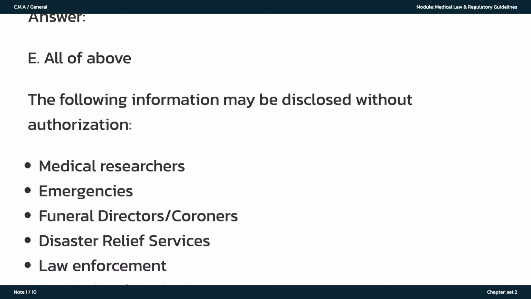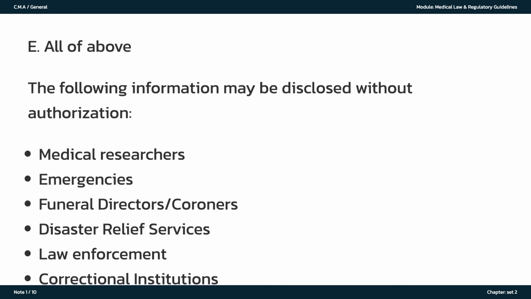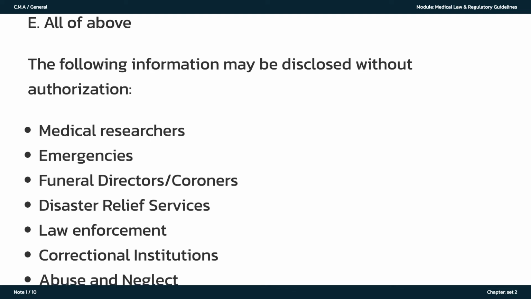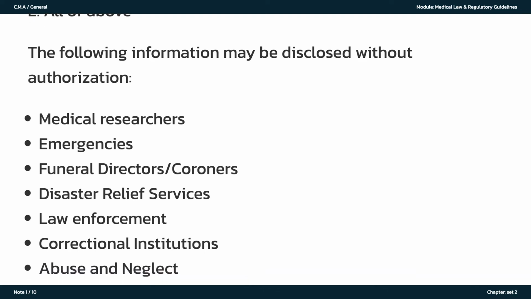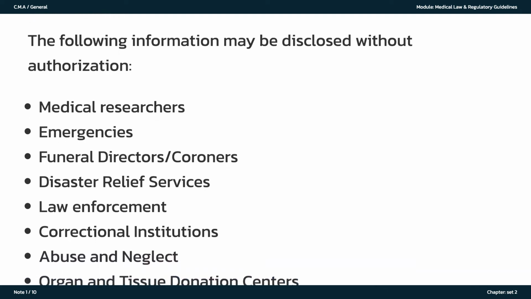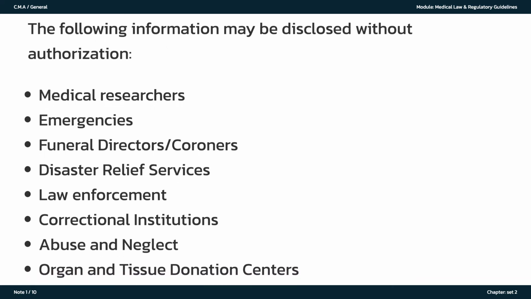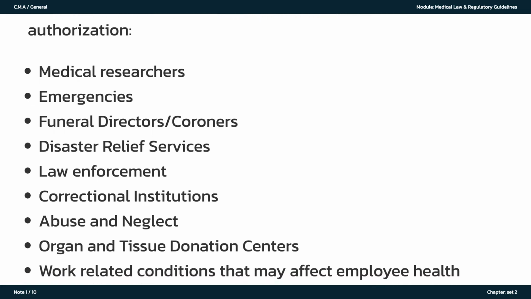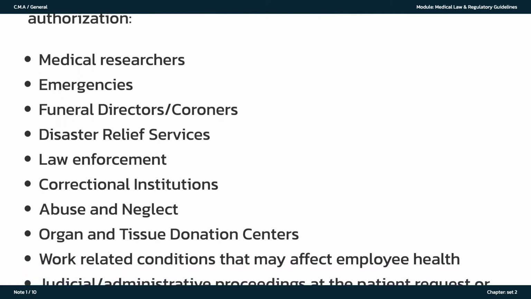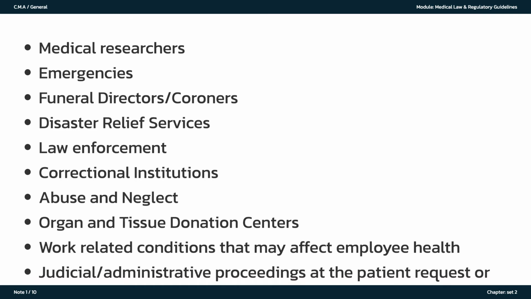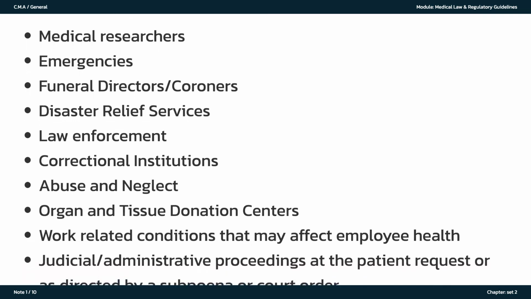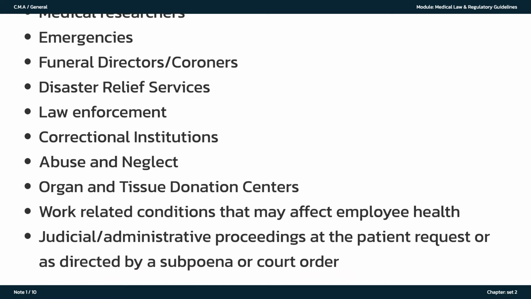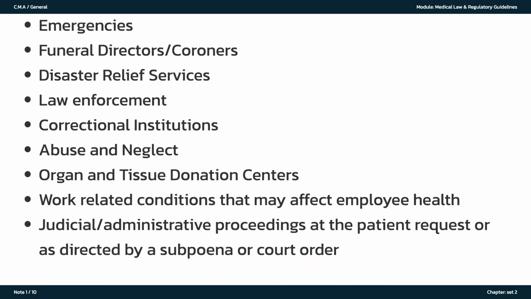The following information may be disclosed without authorization. A. Medical researchers. B. Emergencies. C. Funeral directors/coroners. D. Disaster relief services. E. Law enforcement. F. Correctional institutions. G. Abuse and neglect. H. Organ and tissue donation centers. Work-related conditions that may affect employee health. Judicial/administrative proceedings at the patient request or as directed by a subpoena or court order.